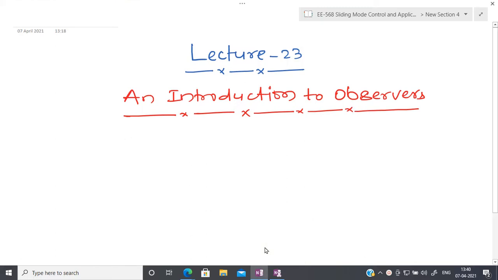Are you able to see this interface, everyone? Yes, sir.